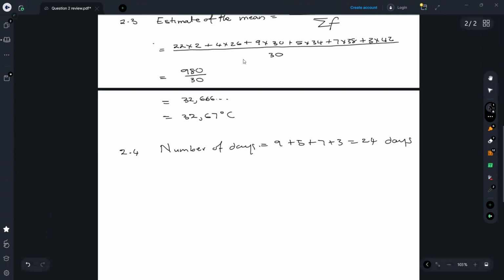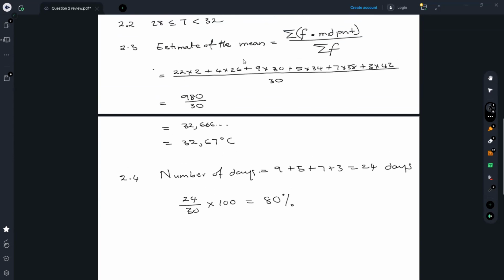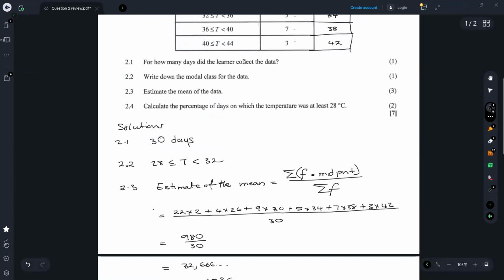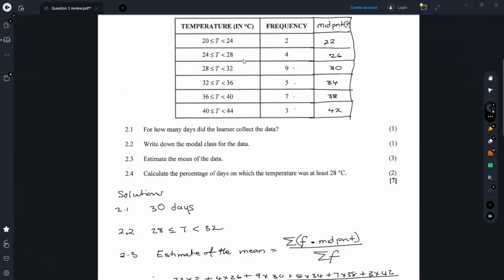So the number of days as a percentage would be 24 over 30 multiplied by 100 like that. And then you're going to see that the calculation will give you 80%. So meaning that on 80% of the days, the temperature was at least 28 degrees.